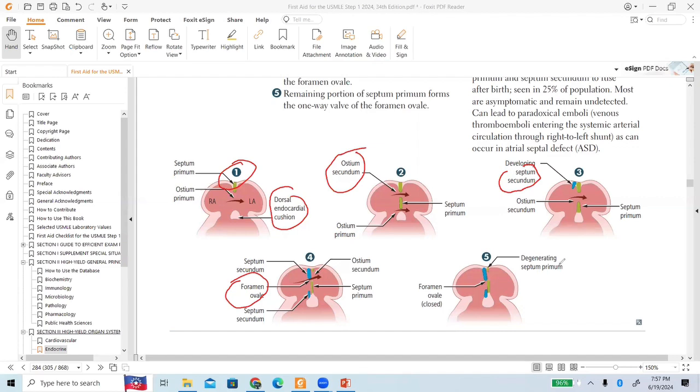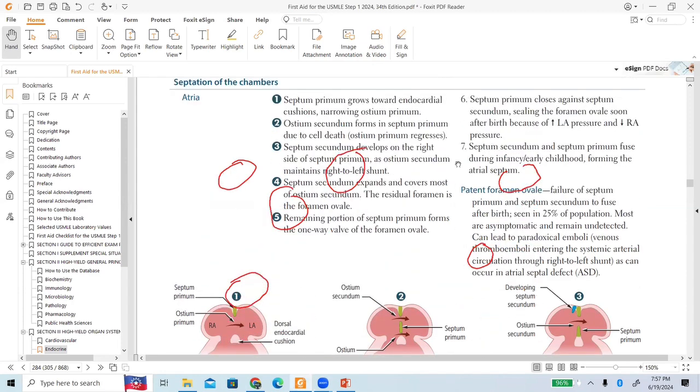Okay, so again this picture shows the degenerating of the septum primum and the foramen ovale closed. Does it make some sense to you? Yes. So what happened after the birth? After the birth, what happened?